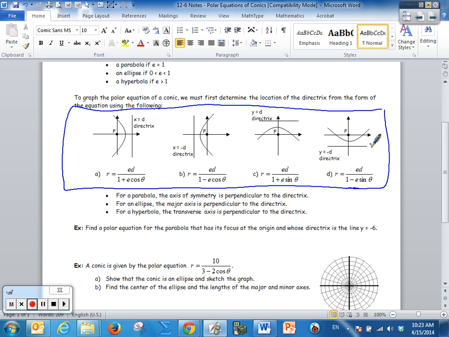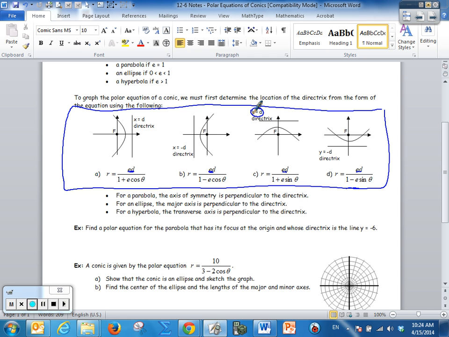All of the conics that we're going to be dealing with will have one focus at the pole, at the origin. All of them will. That's the form that we are working with. We won't work with any other forms. So they all will have a focus at the origin or pole. And this D value, which is in the numerator, in all the numerators, multiplied by the E, that D value is going to determine basically the value of our directrix.